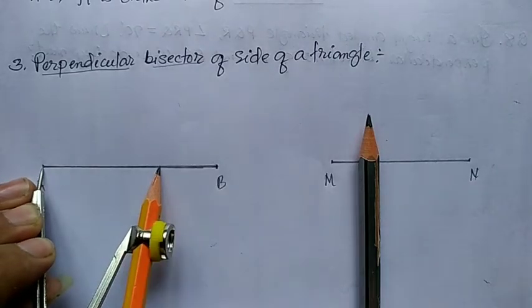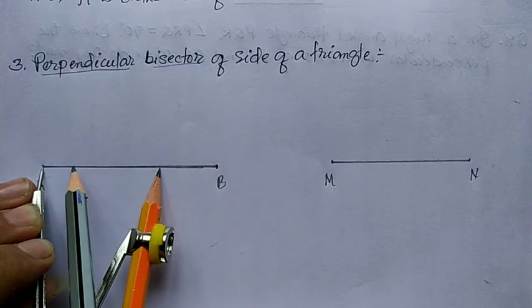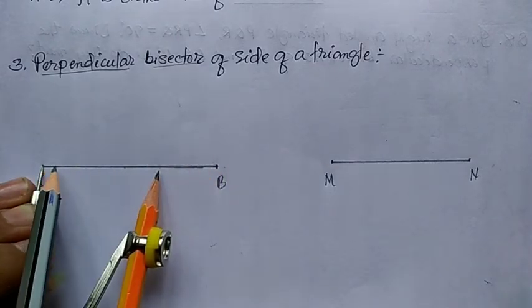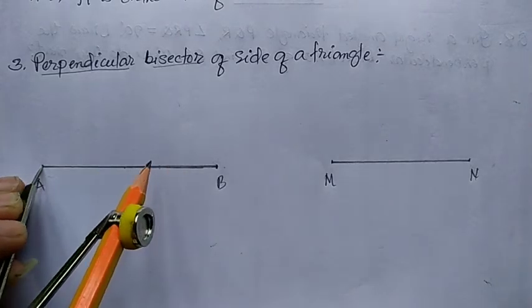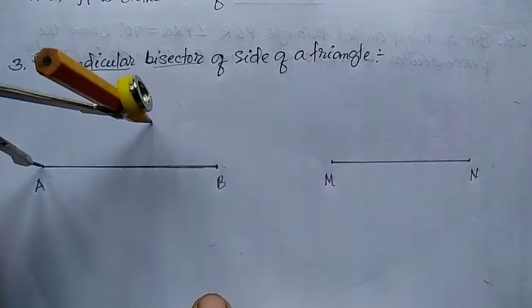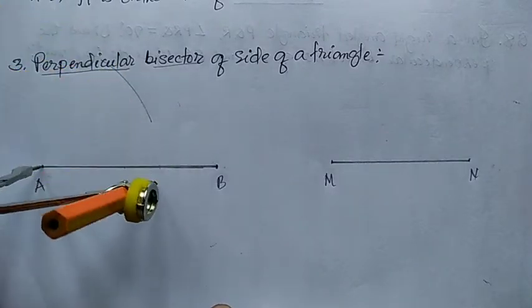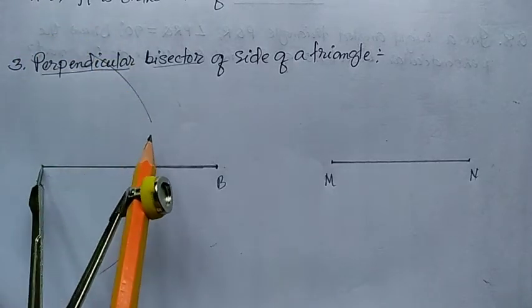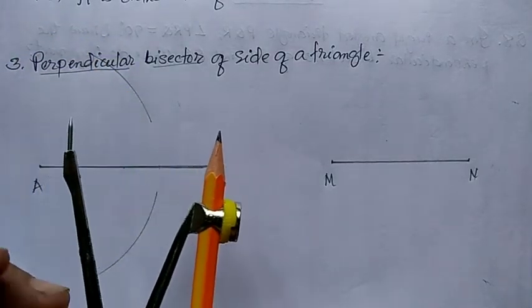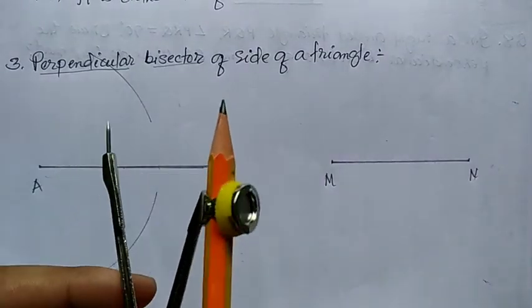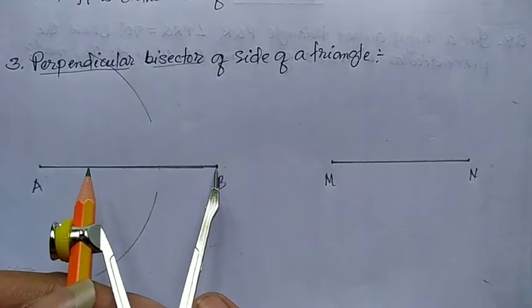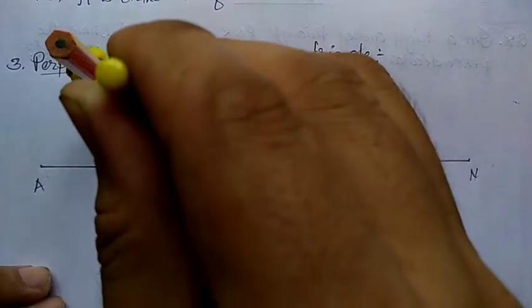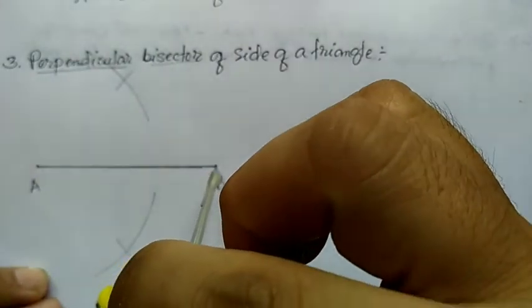Now you can see this radius is more than half of AB. AB is here, half can be nearly in this area. So now you can see this radius is more than half. Taking A as center, draw two arcs on both sides, one upside and another downside of AB. Two arcs. Then don't change this radius. Without changing this radius, we take the other endpoint, B, as center. I repeat, don't change the radius, and try to intersect the two previous arcs.